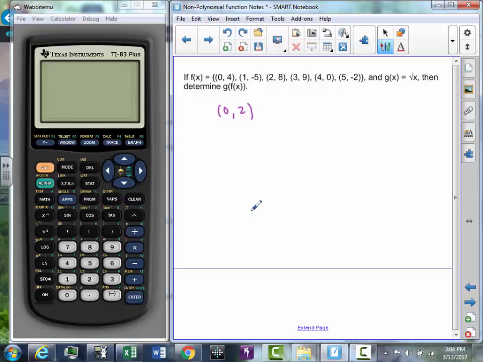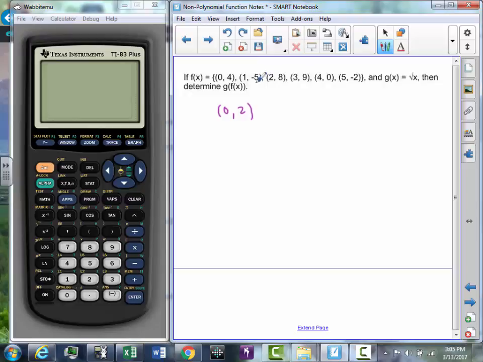I know. Well, not square root them both, square root the y value. Good question, a good thing to point out here. I kept the 0 the same, and I square rooted the y value, so the square root of 4 is 2. 1 root 1 negative 5.